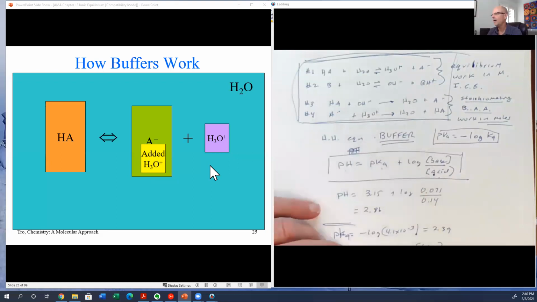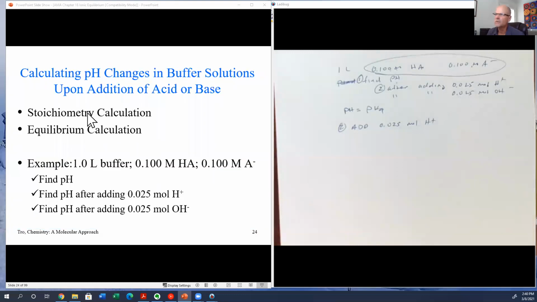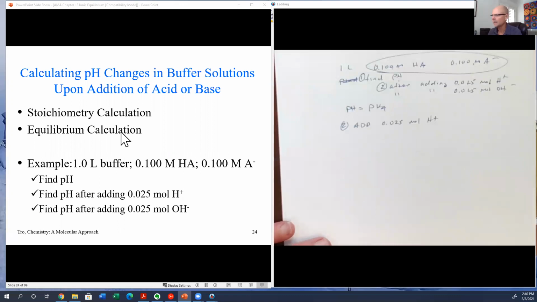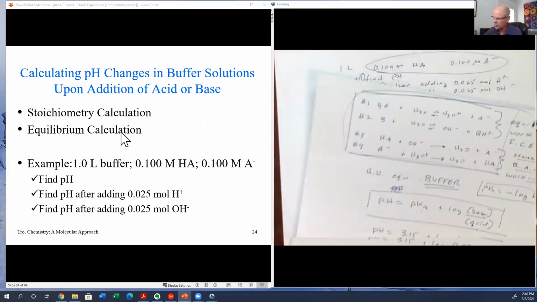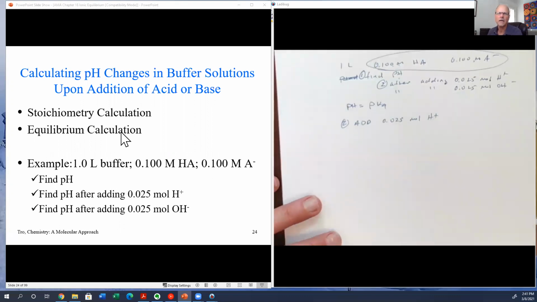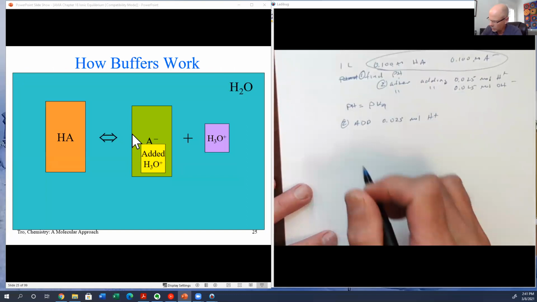Okay. Now, let me back up for a minute. These kinds of problems are going to have 2 parts. A stoichiometry calculation, which is going to be one of these 2 equations, and then an equilibrium calculation, which you can do using one of these 2 equations, or you can use the Henderson-Hasselbalch equation, which is a lot faster. We'll use the Henderson-Hasselbalch equation for the second part. So we know that it's going to react with A minus, and we know that we're going to use equation number 4. So let's write that equation.